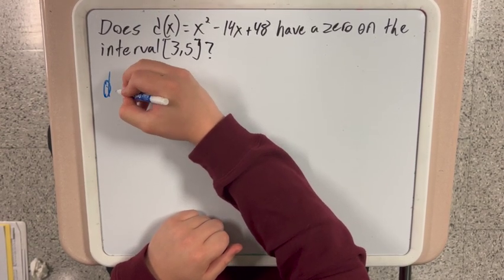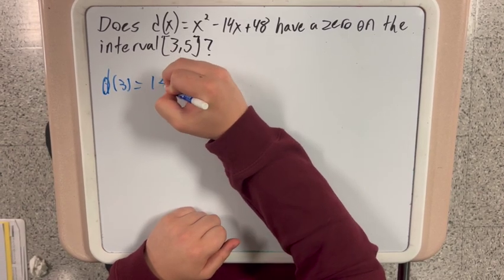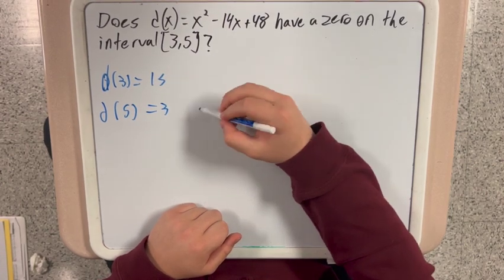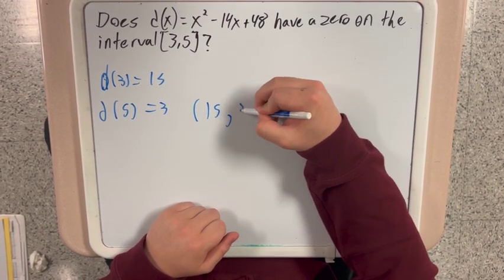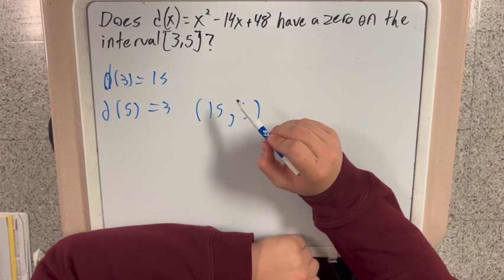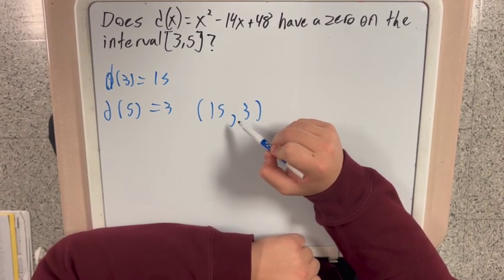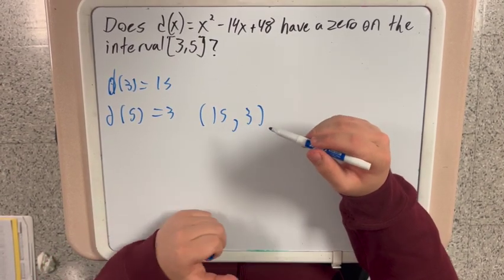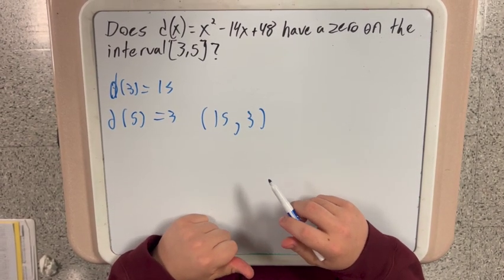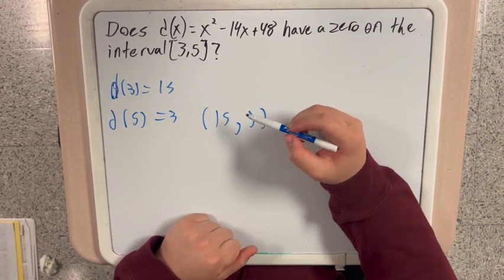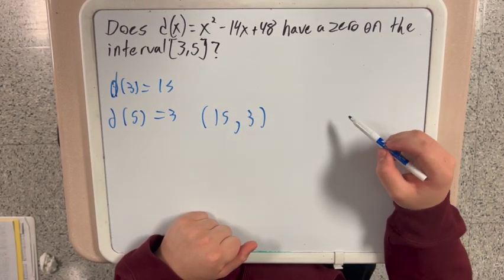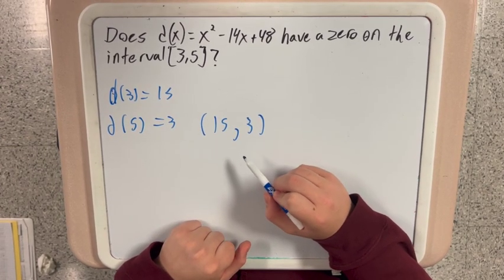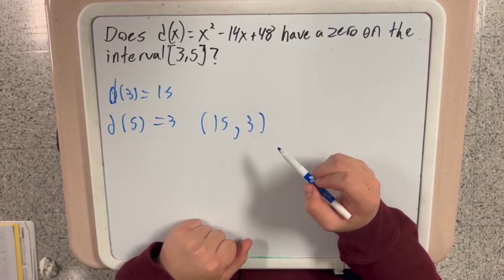d of 3 is 15, and d of 5 is 3. So if you write this as an interval of d of x, you find that 0 is not between these. If you use the intermediate value theorem, this doesn't mean that there is no 0. If we fully graphed out the function, there could potentially be a 0 on that interval, but this is just saying that we can't prove there's a 0, and we would have to work further to find if there was a 0.